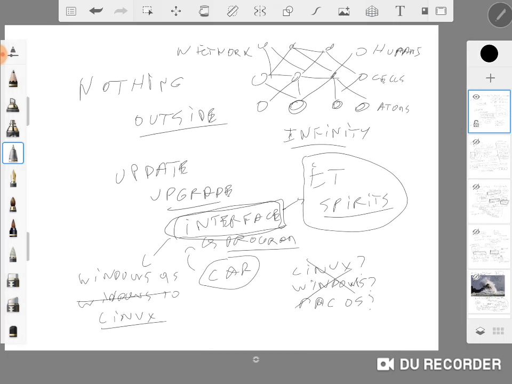And we each have our own interface to sort of vote inside this network on what we want reality to look like. How do we want to shape infinity? How do we want to shape pure energy?